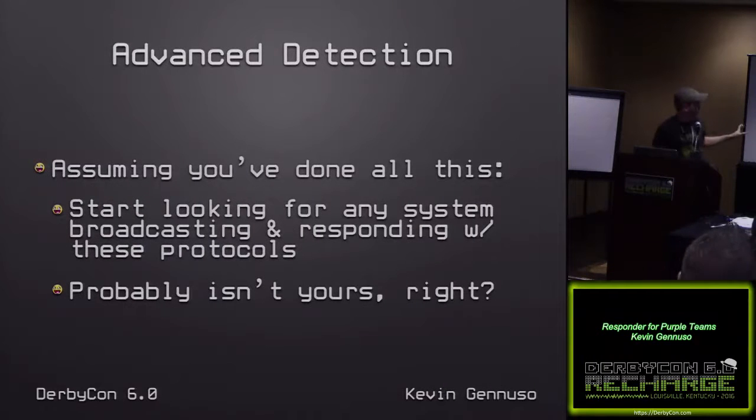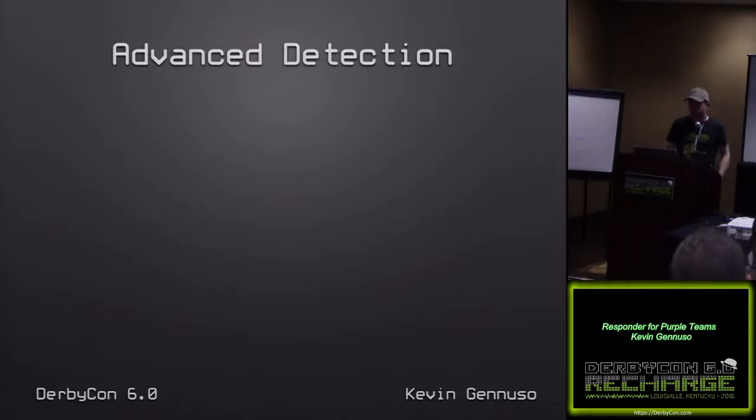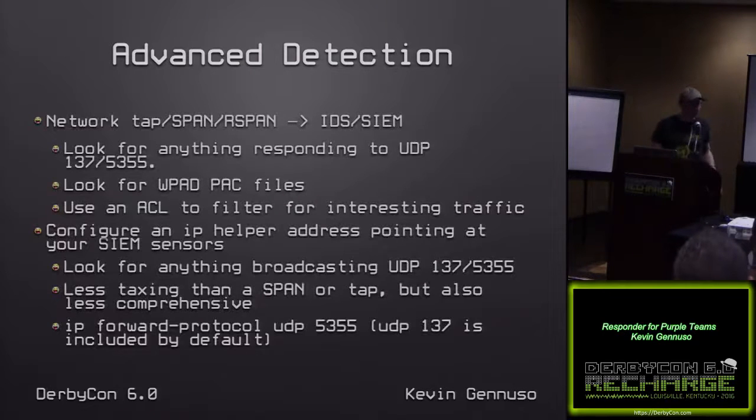So assuming you've done all this, assuming you've shut off all these broadcast protocols across your environment, which I'll tell you how to do in a little bit, I tried to save a little time. Then start looking for systems that are broadcasting and are misbehaving, because they're probably not yours. So here are some things you can do there. From a network perspective, you can have a tap on your user traffic, span port, whatever, that's mirroring your user traffic. Send that to your IDS or your SIEM.